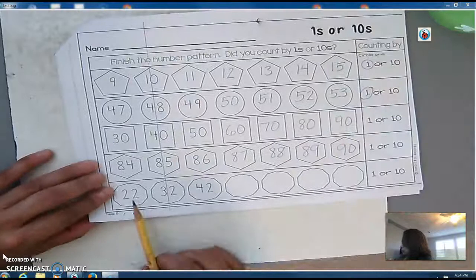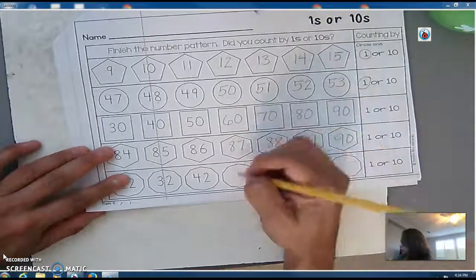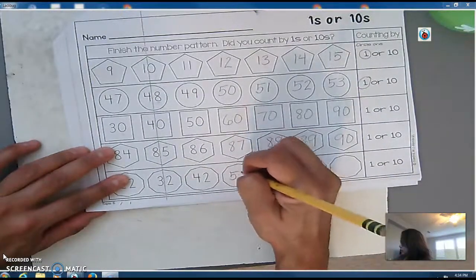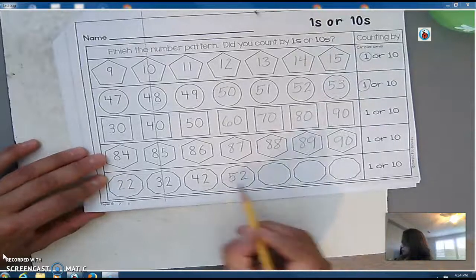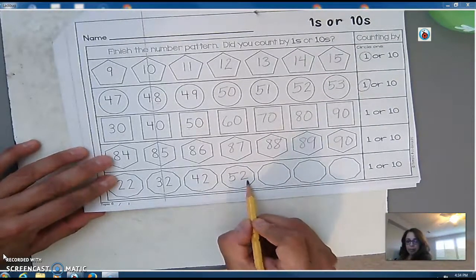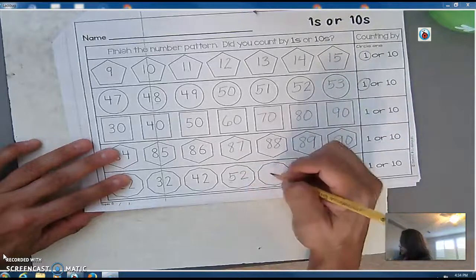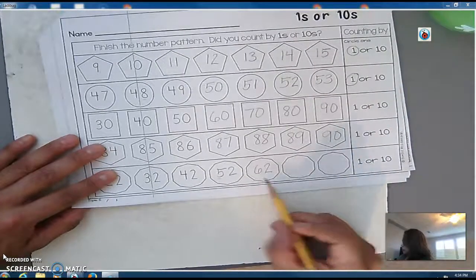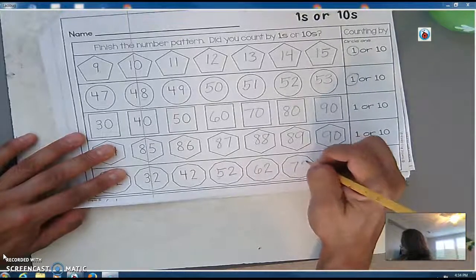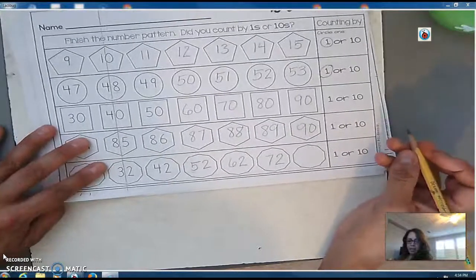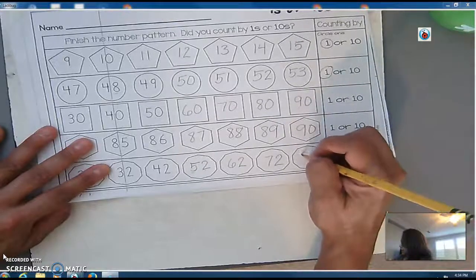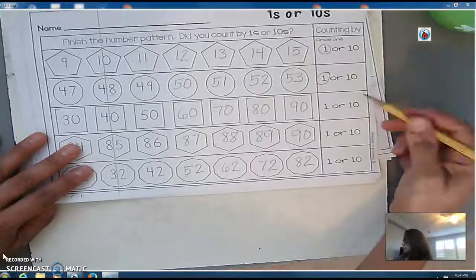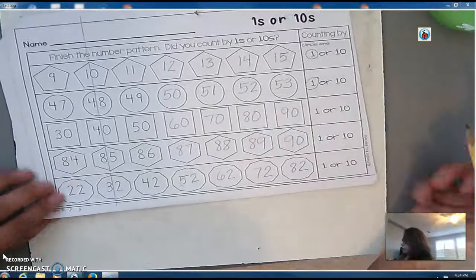All right, so let's fill those in. 22, 32, 42, 52. And notice that the first number is the one that's changing. The ones place stays the same. Now let's do 62. Add another 10. 72. And add another 10. 82. Oops, we forgot to circle all of these. Oh my goodness, let's go back.